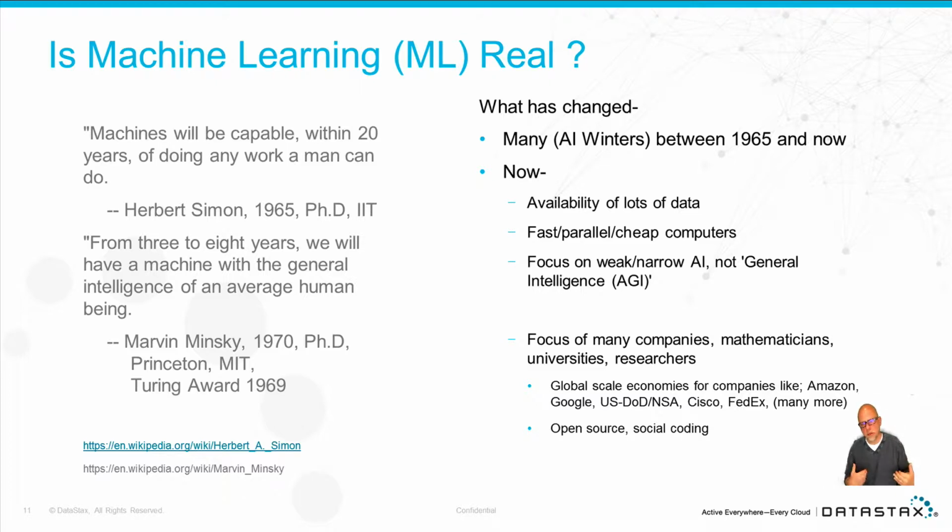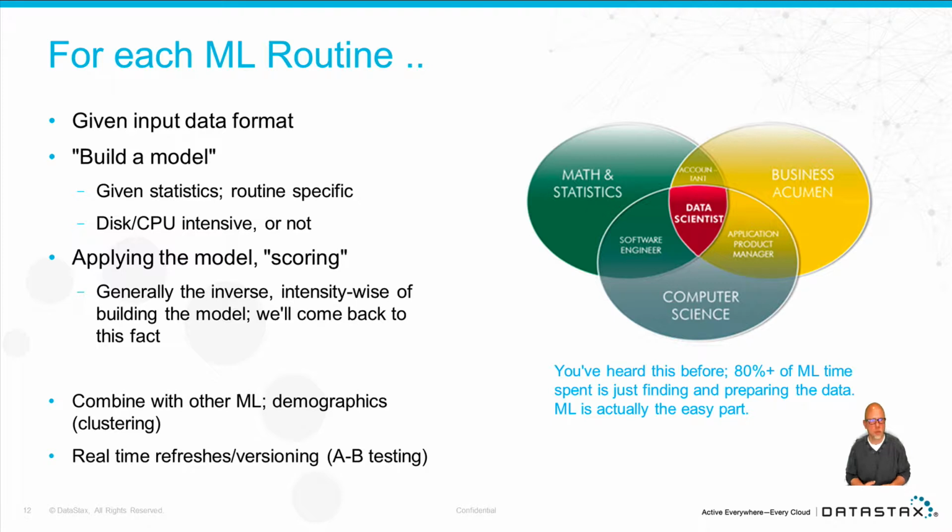And not to be underestimated, but open source and social coding, what people are putting on GitHub and other, is making a significant contribution in advancing machine learning. Good job, them. So while there are 28, 30, 35, depending on how you count, machine learning routines just within Apache Spark, aka DSE Analytics, and you need to choose a routine, generally the flow is thus. Once you have a routine, it expects data in a given format.